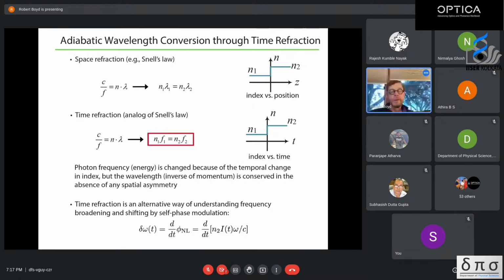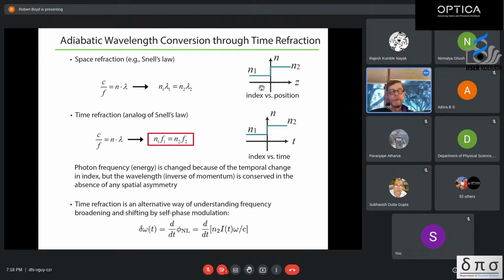Next process is adiabatic wavelength conversion through time refraction. So let me explain what people mean by time refraction. Well, the usual refraction is space refraction. This gives rise to Snell's law, for example.